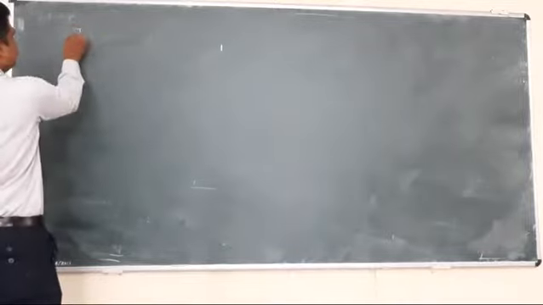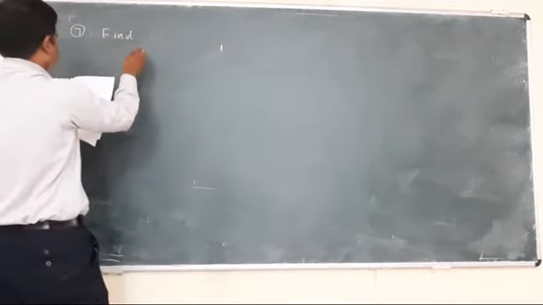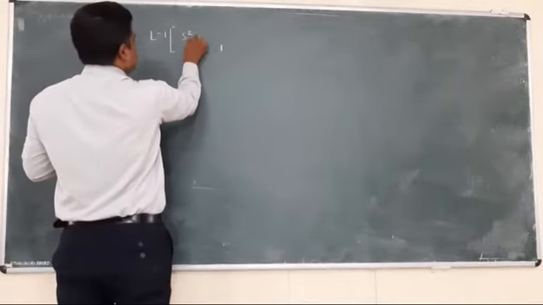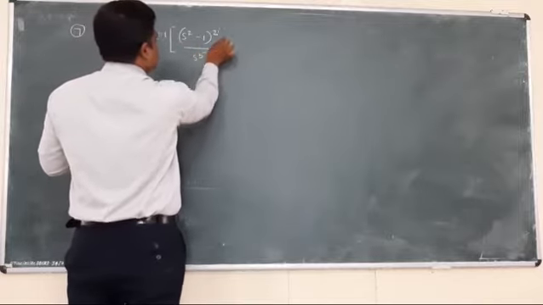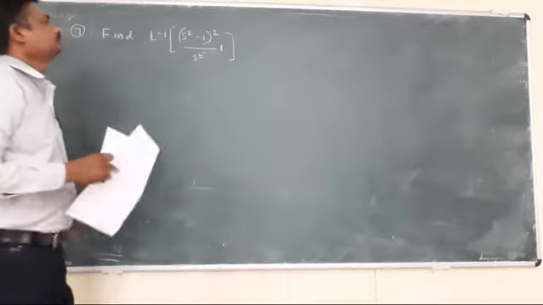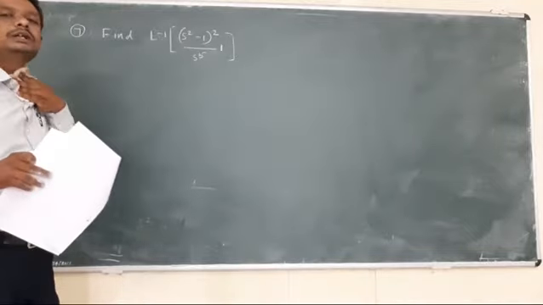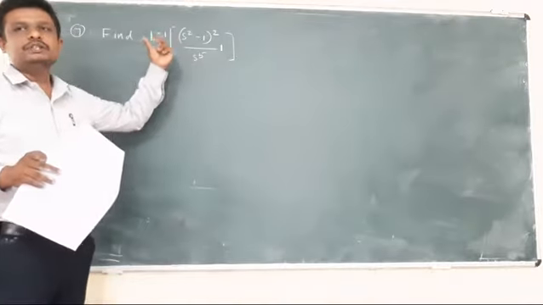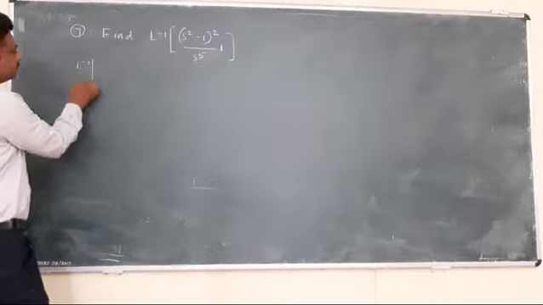Take one more example. Find L inverse of (s square minus 1) whole square upon s raised to 5. Again, this is not in the standard form. First, I will simplify this one and convert this into a standard form. Therefore, solution.